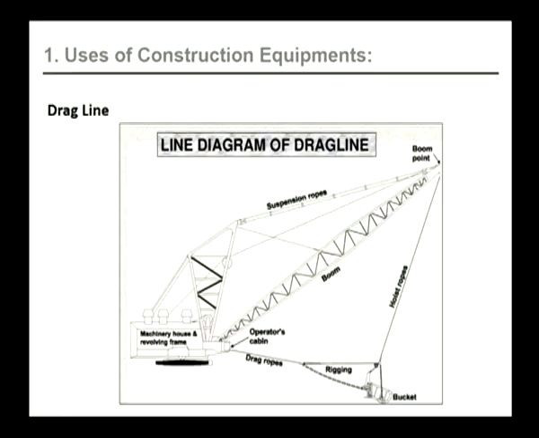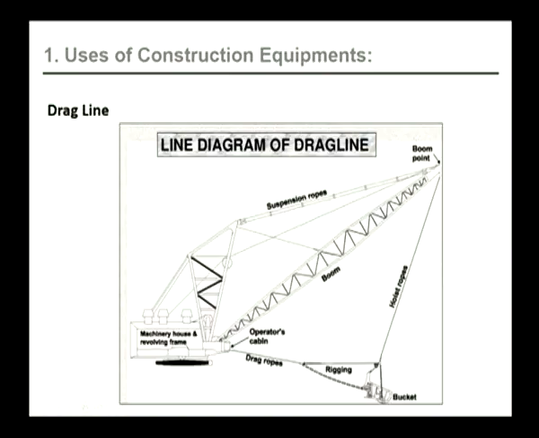As we can see, this is the line diagram of a drag line. Like the power shovel, this also operates with the same principles. This has a crawler or a base, and the base supports the machinery or the housing unit, which in turn supports the frame, the suspension rope, and the boom.